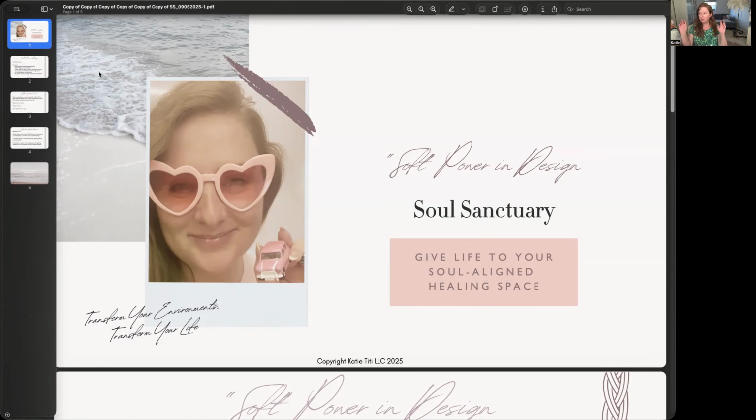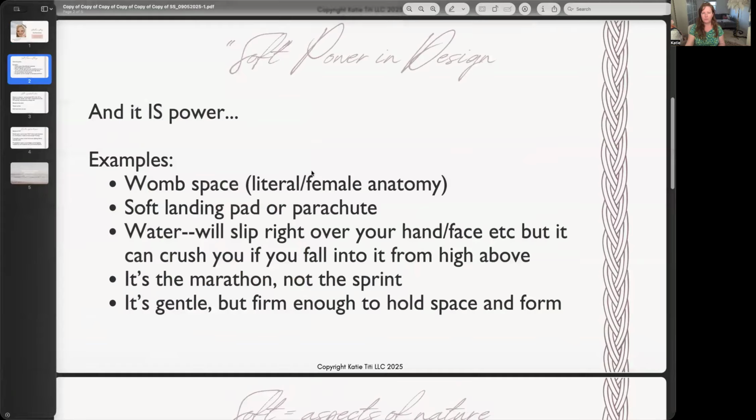So let's talk about quote unquote soft power in design. When I'm talking about soft power in design, I'm talking about feminine energy, feminine characteristics, which is often classified as soft because of how it shows up in nature, because of how it shows up in space, and because of how it tends to make us feel in space. So soft power in design, and it is powerful. Let's be clear about that.